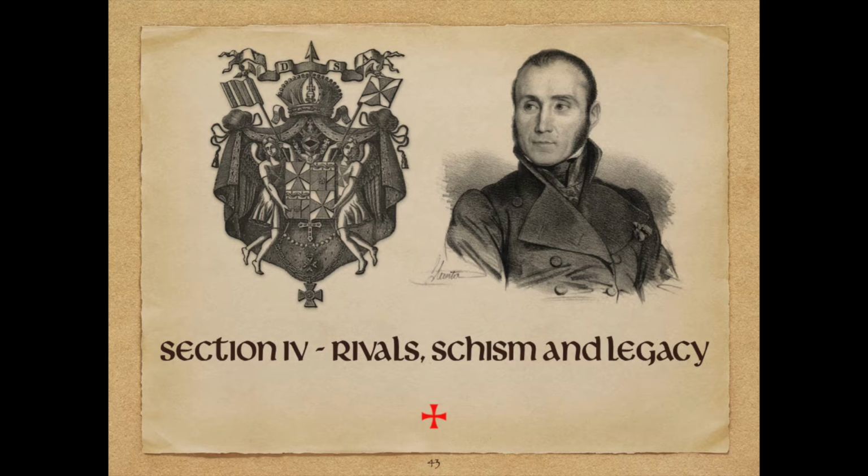So the last section of this third part in the Johannite tradition talk, the fourth section overall, is entitled Section 4: Rivals, Schism, and Legacy. In other words, what was the climate around the organization at that time? What was the climate inside as the organizations developed and added things throughout their growth? And of course, what is the legacy through to the present day? So rivals, schism, and legacy.